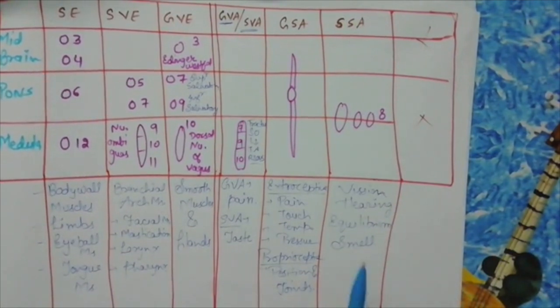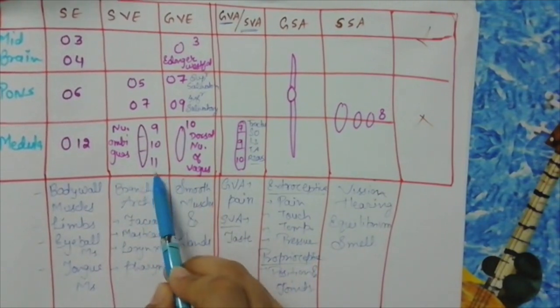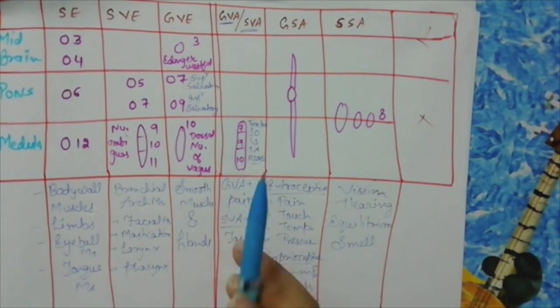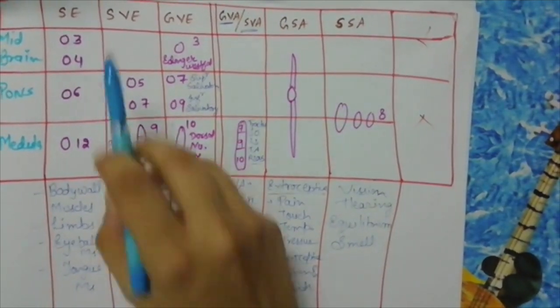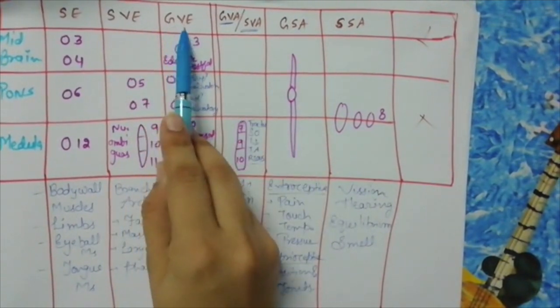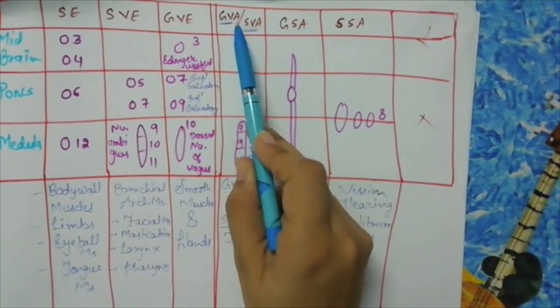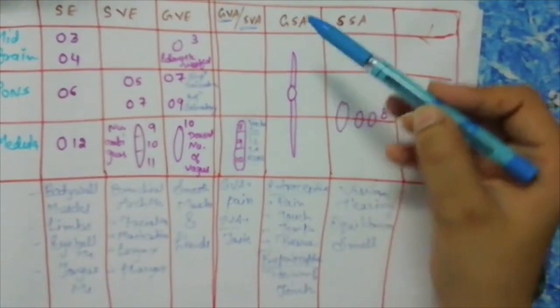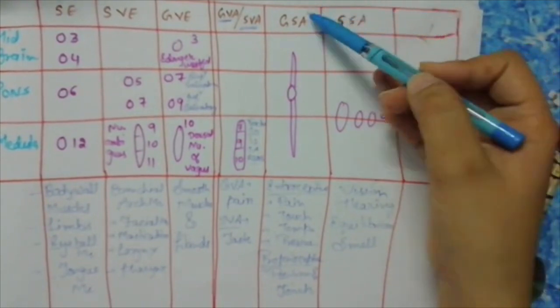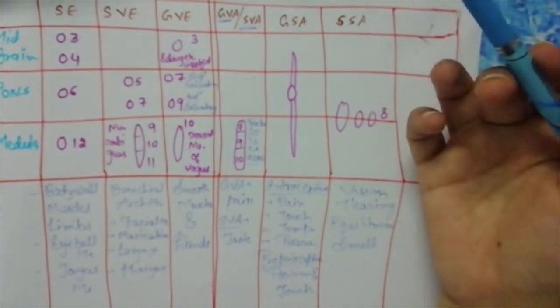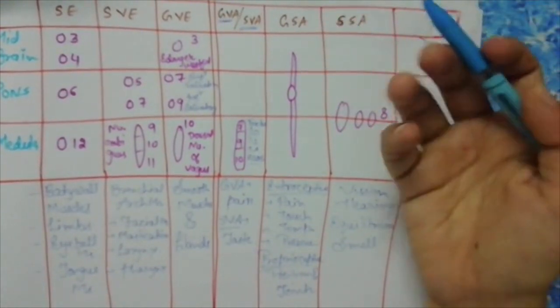Let's take one more example, like the 10th cranial nerve. So where is the 10th cranial nerve nucleus? In this column, in this column, and in this column. Fine. So the 10th cranial nerve functional components are the special visceral efferent, general visceral efferent, and these two components, general visceral afferent and special visceral afferent. And as I have already said that GSA is common in all the cranial nerves, so this is also present in the 10th cranial nerve.